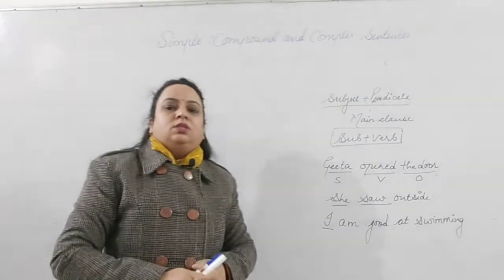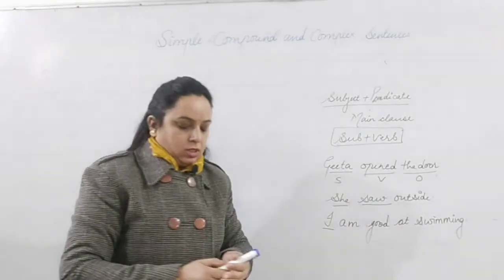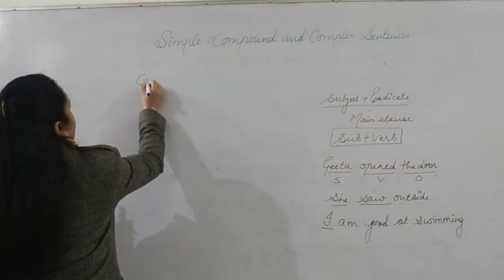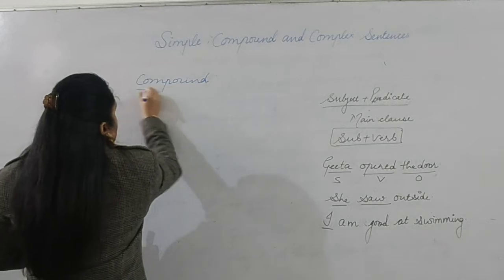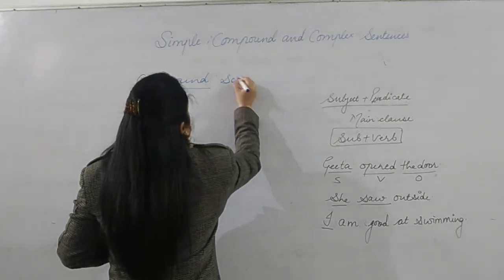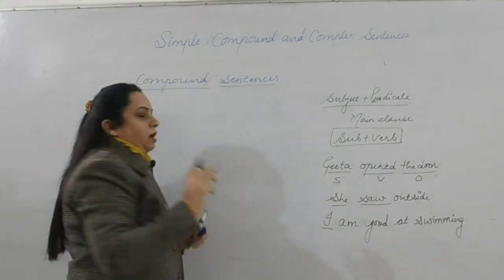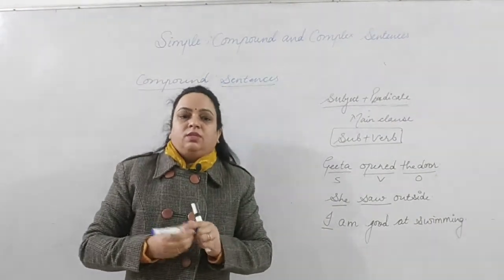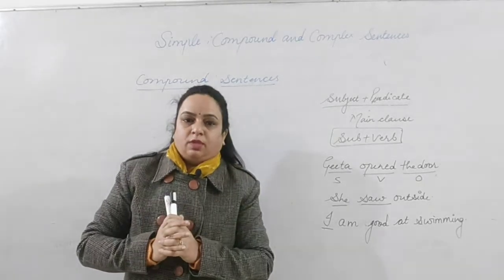Now dear students, the second thing we have to learn today is the compound sentence. We have learned about simple sentences, where one subject and one verb is required. Now we are talking about compound sentences. Compound is a combination of something. The word itself clarifies the meaning, that compound is a combination of something.